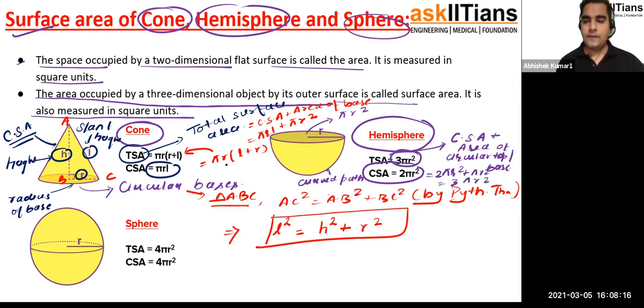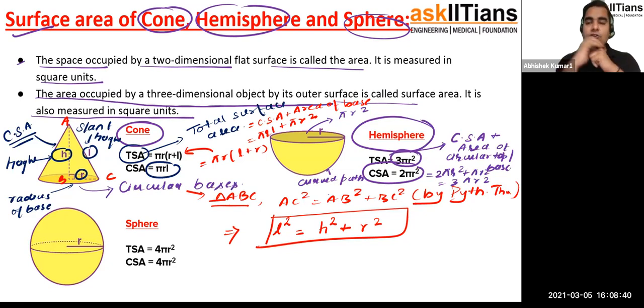Clear? So the meaning of CSA, I hope, is very clear to everyone. The meaning of TSA is very clear to everyone. And also the formulas for hemisphere, I hope, are clear to all. Now, if you talk about sphere, in sphere there is one exception. That exception is there is no difference between TSA and CSA, right?